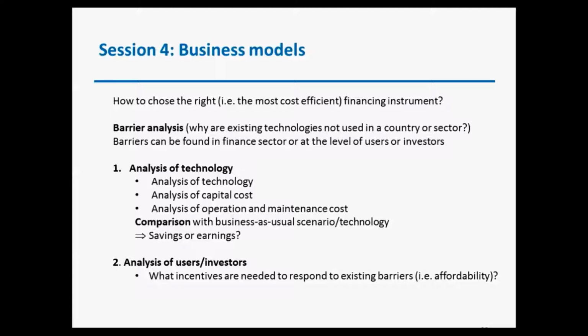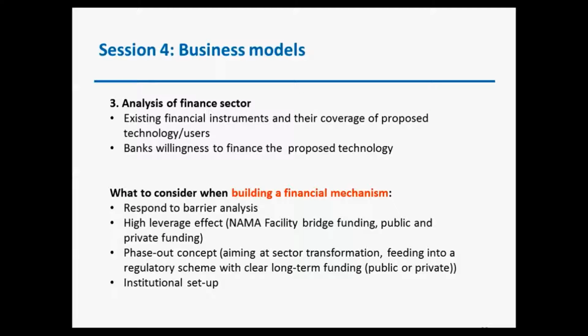And the third factor is the finance sector. Because the finance sector usually has certain products, and the products might fit the technology and the users, or they might not fit the technology and the users. And the finance sector is risk averse. So they're mostly a little bit hesitant when it comes to financing new technologies. And a financing mechanism might be constructed in a way to take away the risk or lower the perceived risk in the finance sector in order to make the whole model go.